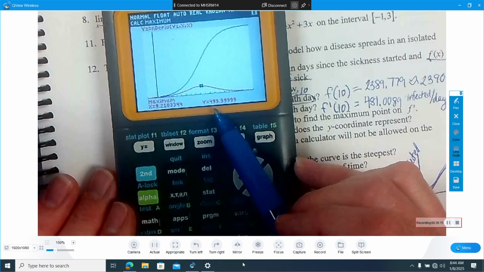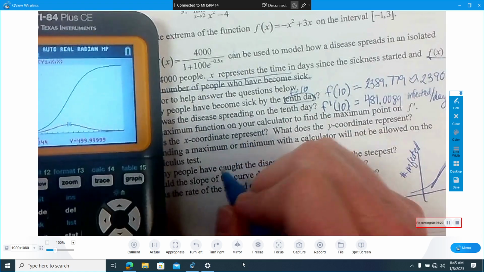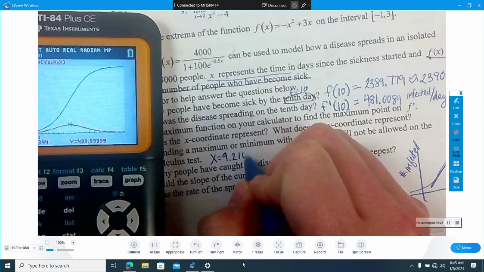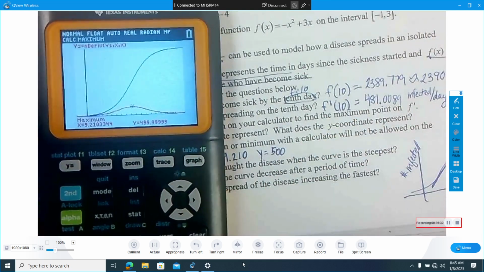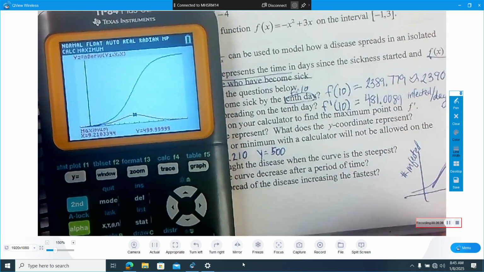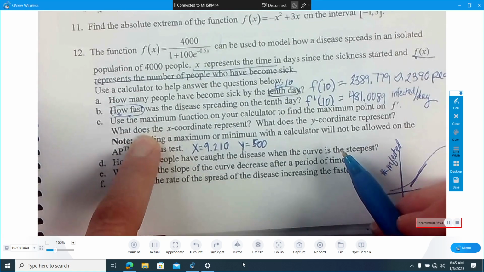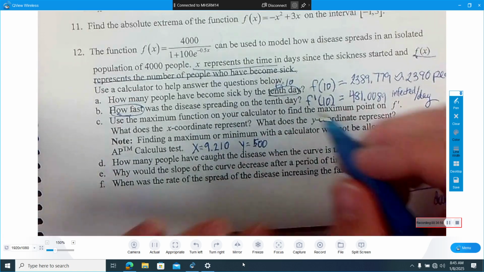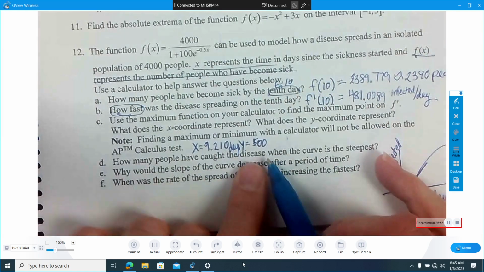500 people have been infected. Let's see, x equals 9.210, y equals 500. You can round that up to 500, by the way. All right, so then it says, what does the y-coordinate represent? What does the x-coordinate represent? So the x-coordinate represents the days since the sickness started. So 9 days. I'm just going to put days on there. And then what's the 500 represent?